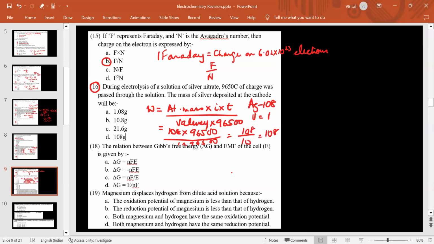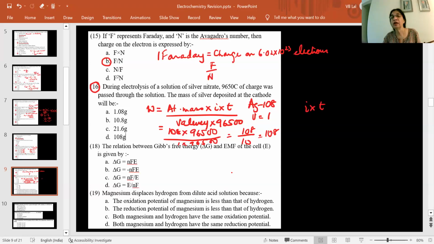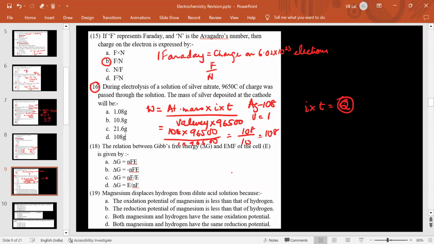Ma'am, doubt, ma'am. What is the time, ma'am? T. See, I into T is equal to what? Q. And value of Q is given. If it was given in ampere, then definitely time will be given separately. Then time will also be given. Ah, okay, ma'am. You can't do without time. Right. Yes, ma'am.